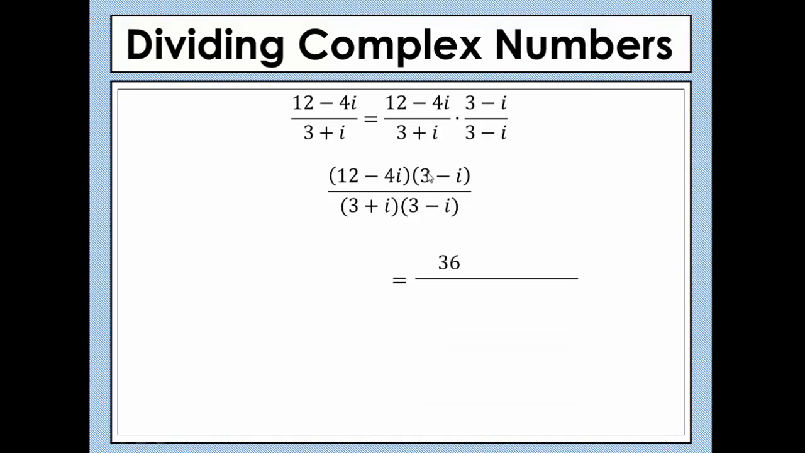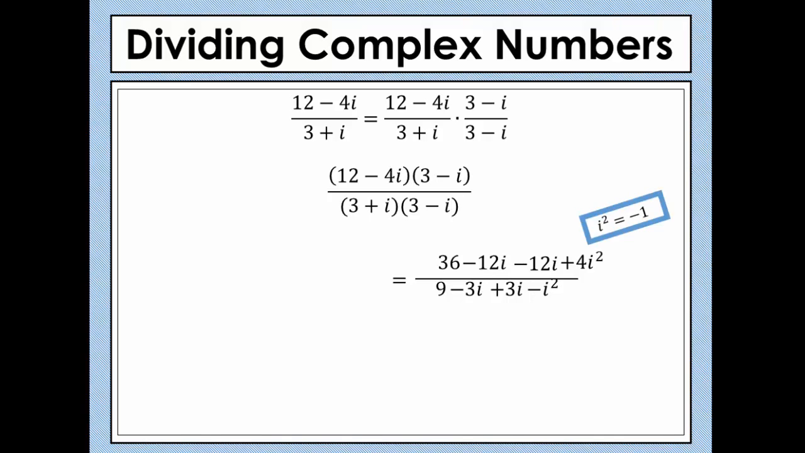12 times 3 is 36, then I do 12 times negative i and get negative 12i, negative 4i times 3 is negative 12i, and negative 4i times negative i is positive 4i squared. On the bottom, 3 times 3 is 9, 3 times negative i is negative 3i, i times 3 is 3i, and i times negative i is negative i squared.